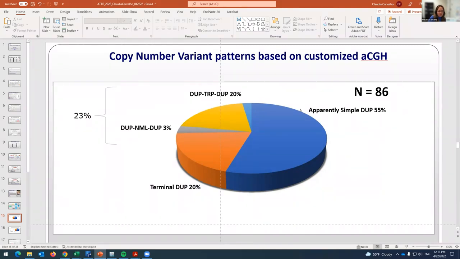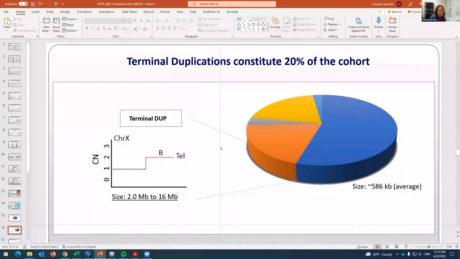This was a surprise for us. We didn't see this type of variant in such high frequency before in this cohort. What terminal duplications are, they are duplications that involve the MECP2 and go until the telomere. So they are pretty big, about 2 megabase to about 16 megabase. Compared to the other duplications in the same cohort, which are about 506 kb on average, they are much bigger and carry many more genes. So they may be contributing to the variability in phenotypes that we see in this cohort.